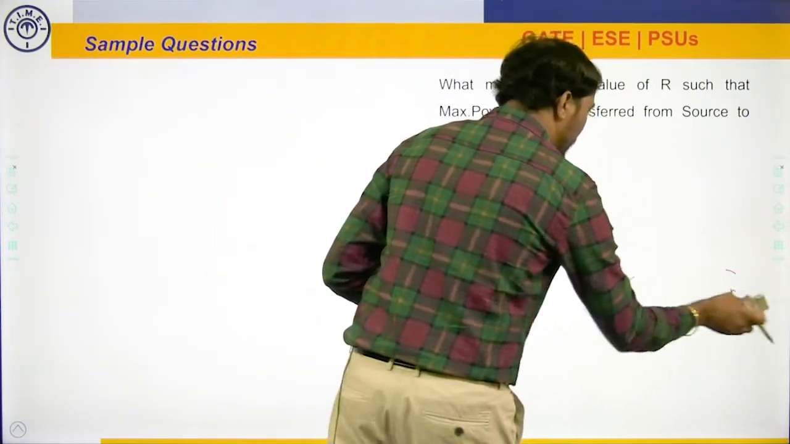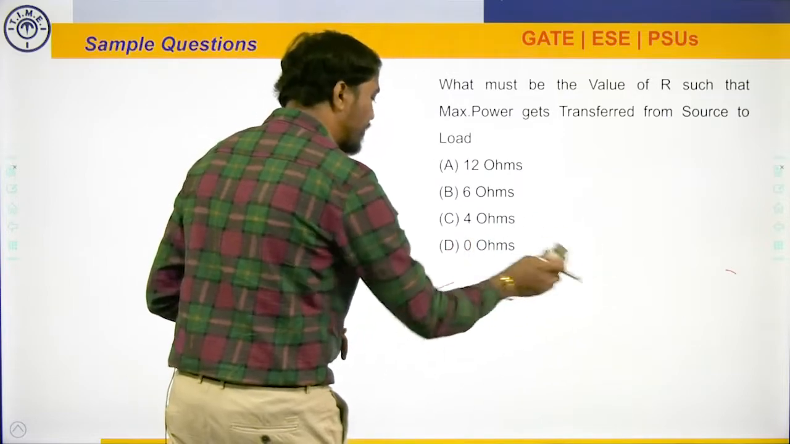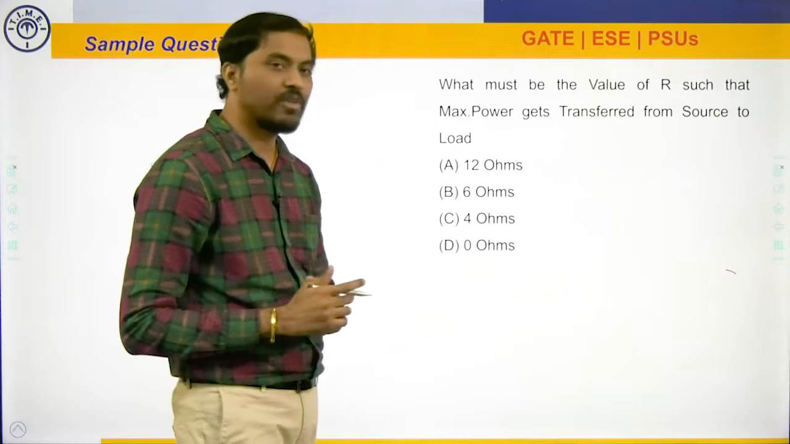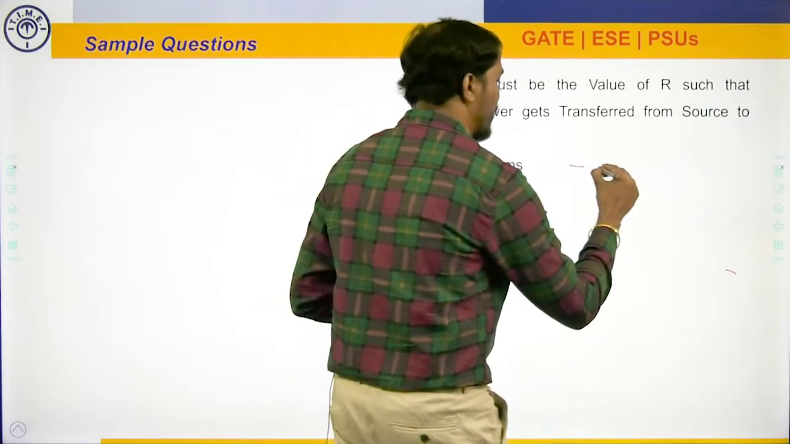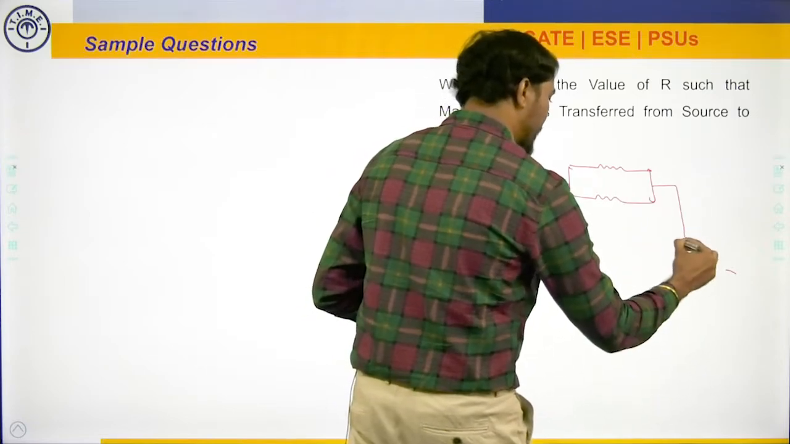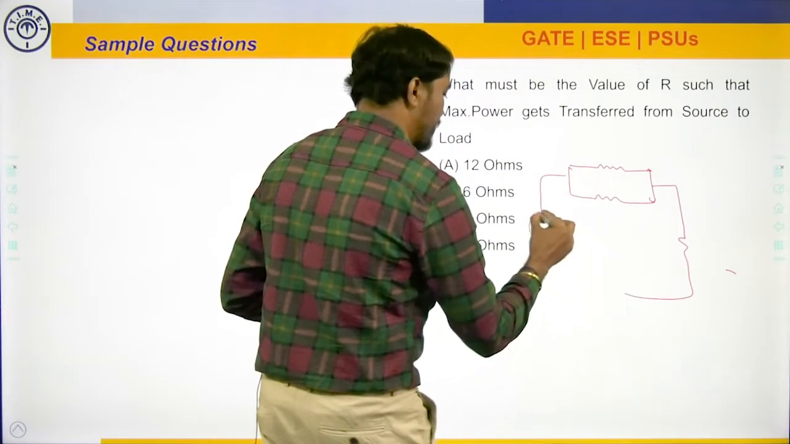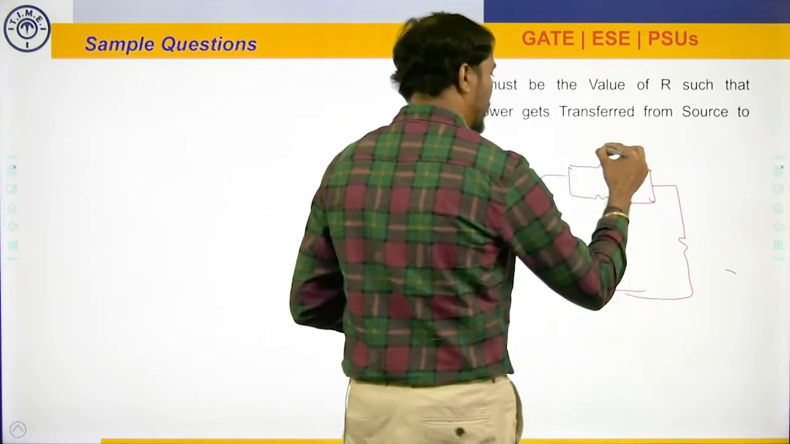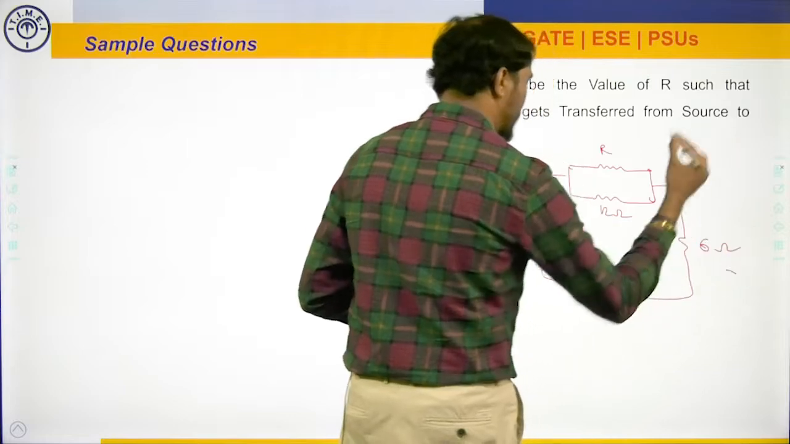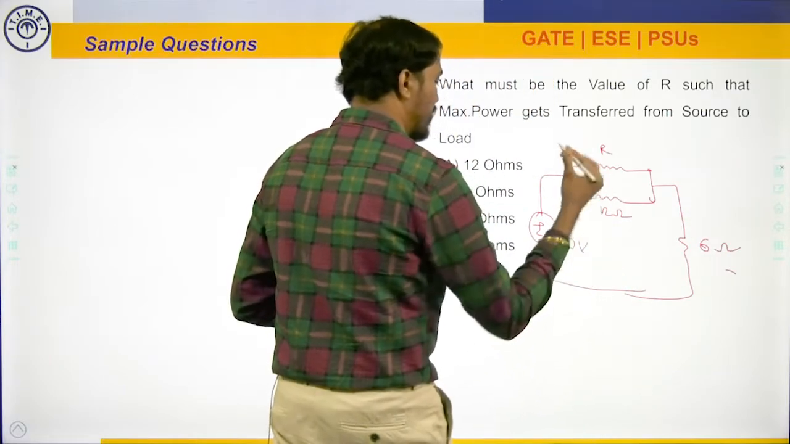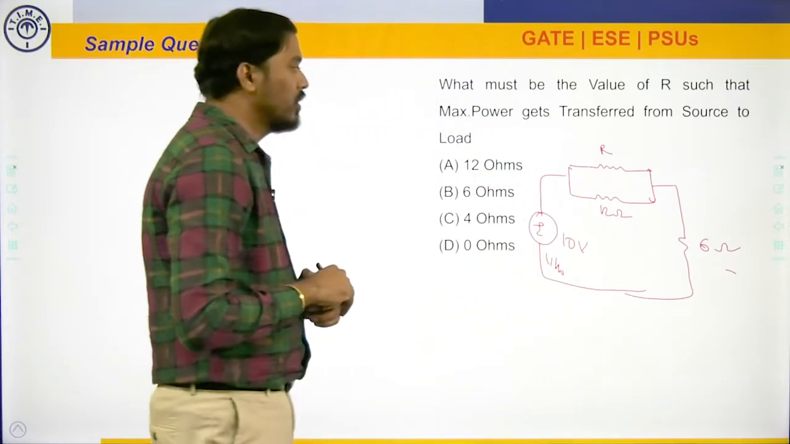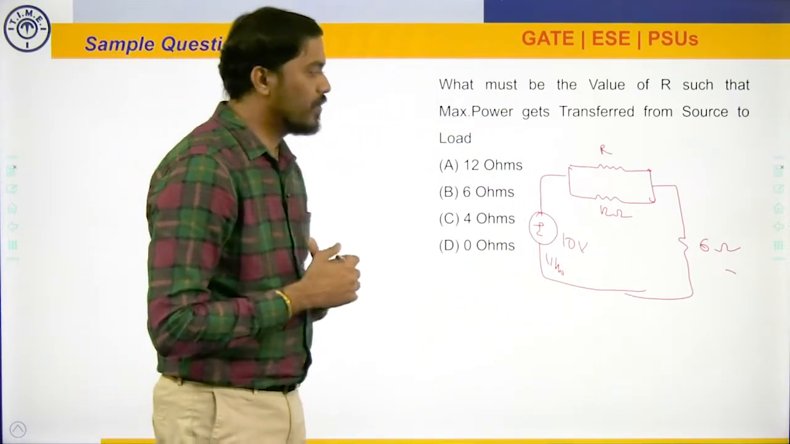Now, let me remodel the question again. Same question, but different circuit. What must be the value of capital R such that maximum power gets transferred from source to load? Okay. Question is same, but circuit is different. So let us say this is R, this is 12, and this is 6, and this is some 10 volts, which is VTH. Okay. Now, this is the situation.